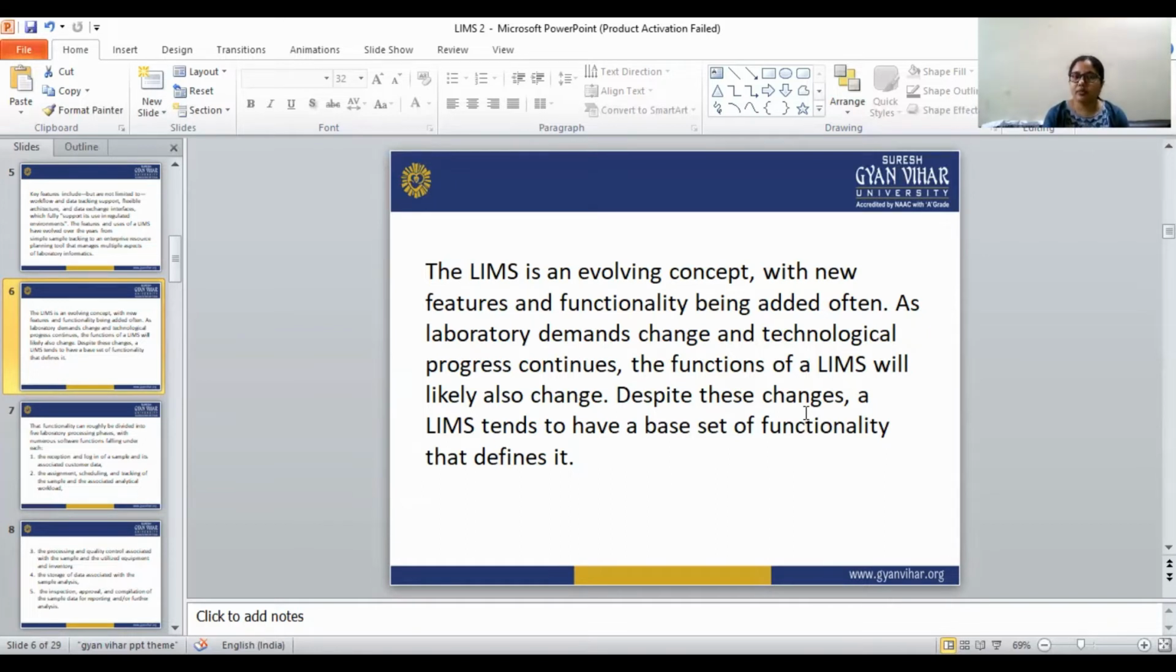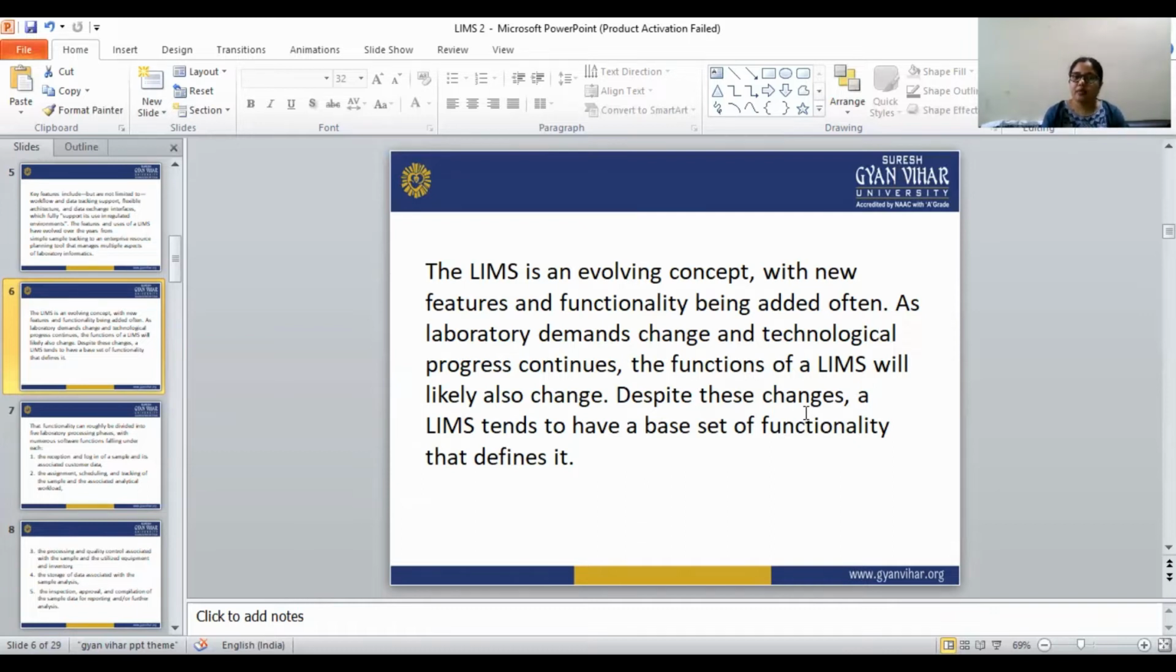As laboratory demands change and technological progress continues, the function of LIMS will likely also change. When the laboratory demand changes, the functionality or the configuration of that particular LIMS also changes.